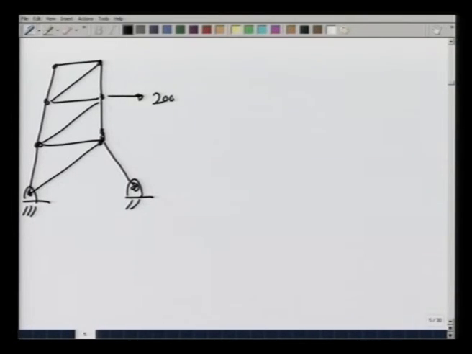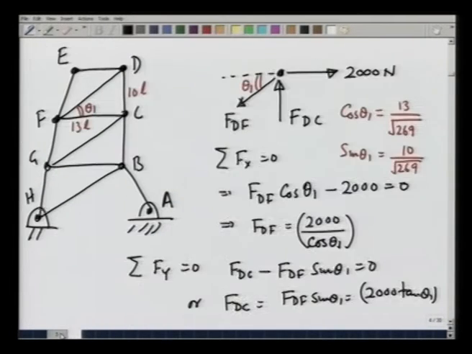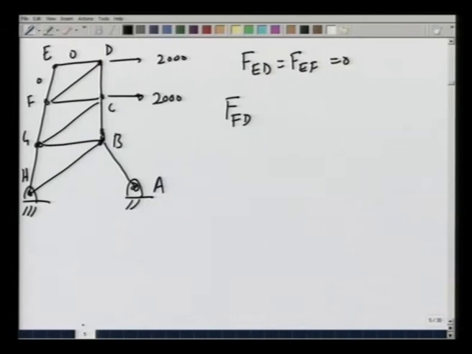2000, 0, 0, A, B, C, D, E, F, G, H. So, what we have obtained is that F_ED equals F_EF equals 0. We obtained F_DF. I think I called it F_DF.